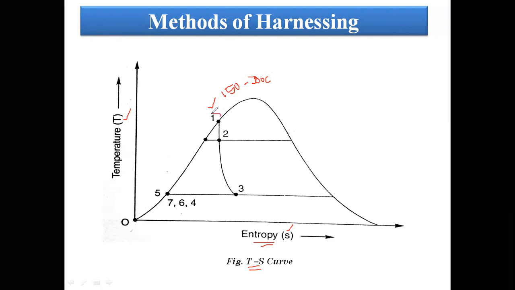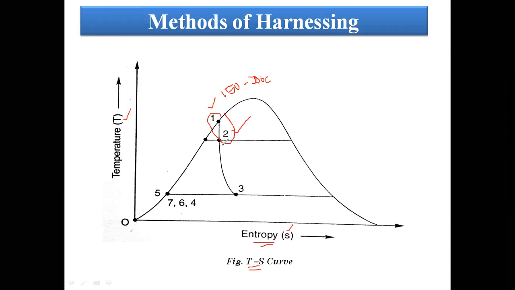And 1 to 2 indicates drop in temperature in the production well. That is, we are carrying it from the ground particle. Here a little bit of the temperature is wasted, less than 1% or in between 1 to 3%. That indicates 1 to 2, the drop in temperature in the production well.